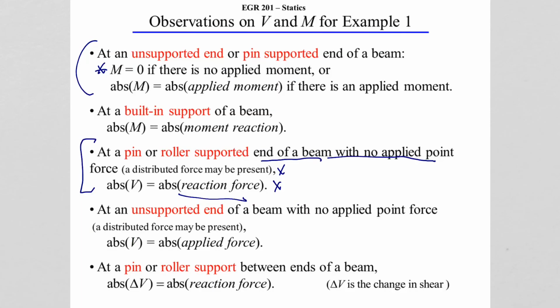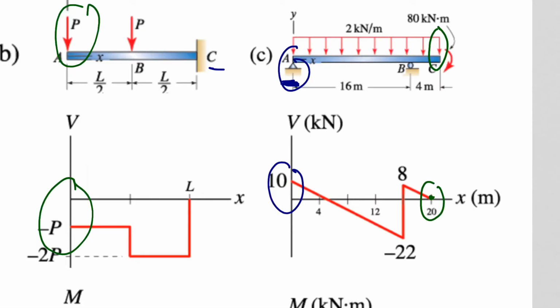And our last observation says, at a pin or roller support between the ends of the beam, we get a change in shear equal to that reaction force. So let's look at what that means. This is a good example of that. If we look at this B, the reaction force that we found there was 30 kilonewtons. So if we look at this distance, that is 30 kilonewtons. That is what we're seeing as the change in our shear force at that location.